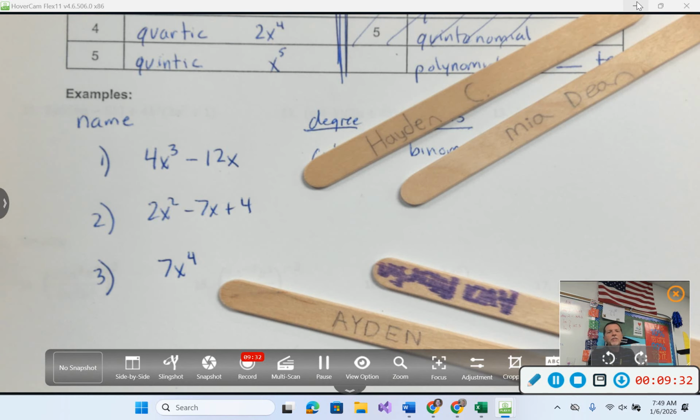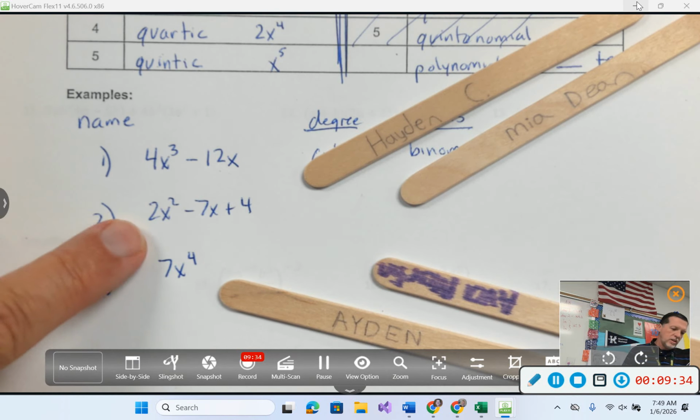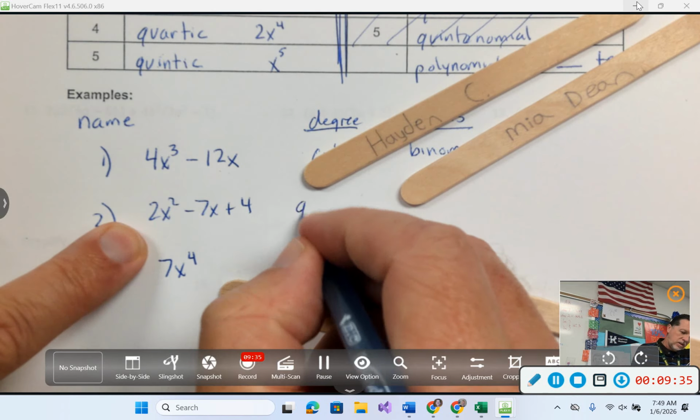So Hayden, how about the degree of number 2? Quadratic. And Mia, how many terms are there? Or what would we call that based on the number of terms? A trinomial. So that's a quadratic trinomial.